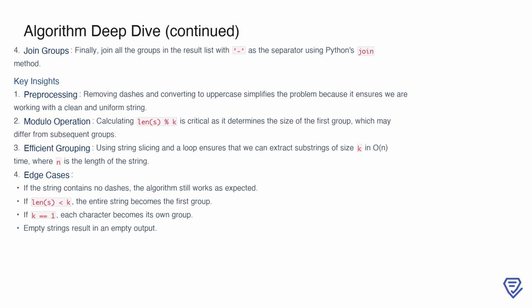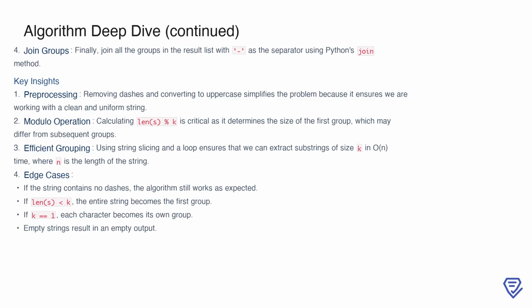There are a few key insights that make this algorithm both efficient and reliable. First, pre-processing the string by removing dashes and converting to uppercase simplifies the problem. It ensures that we're working with a clean and uniform string, which makes subsequent steps straightforward. The modulo operation is another critical part of the solution, as it helps us determine the size of the first group, which may differ from the others.